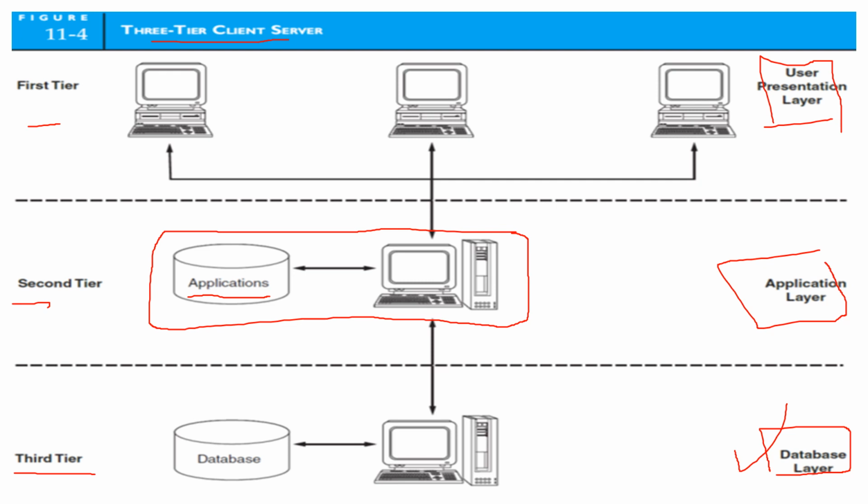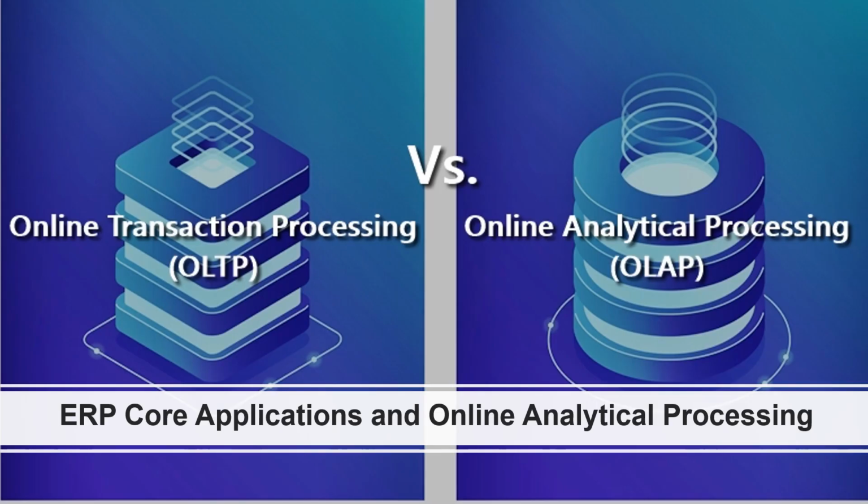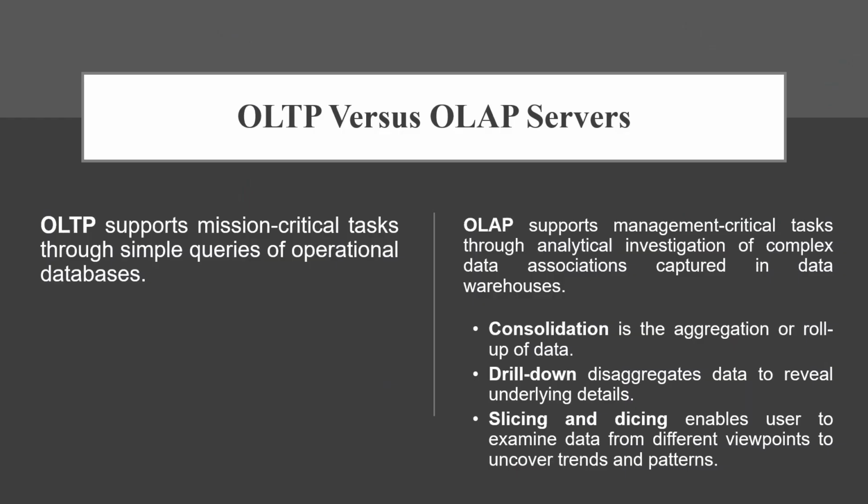For example, Lazada or other companies which handle many users of the software or the system, like banks and so on, use the ERP system based on the three-tier client-server configuration. Let's have a profound look into online transaction processing, OLTP, and online analytical processing, OLAP.